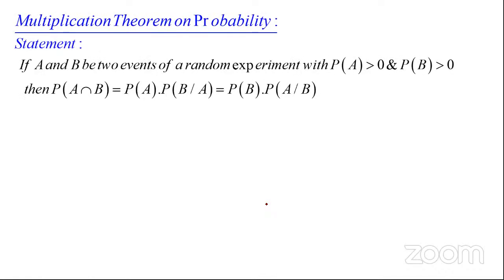So next, the multiplication theorem. If A and B are any two events of a random experiment with P of A greater than 0 and P of B also greater than 0, then P of A intersection B equals P of A into P of B by A. Otherwise, we can write P of A intersection B equals P of B into P of A by B. Okay.